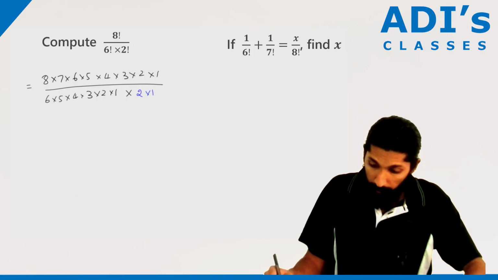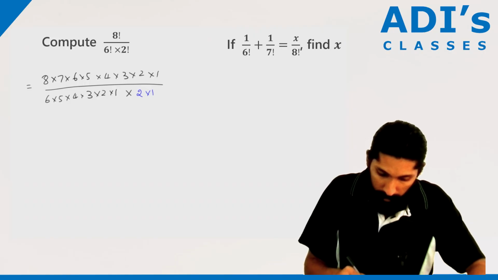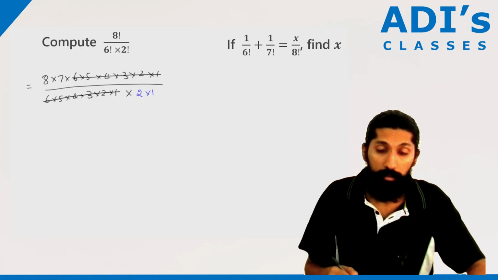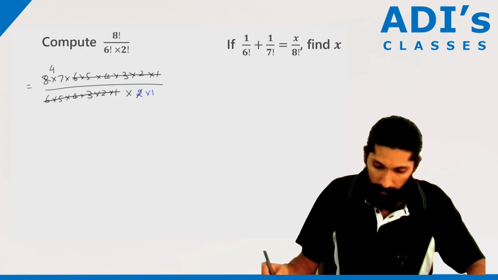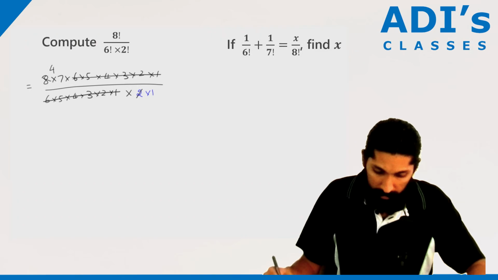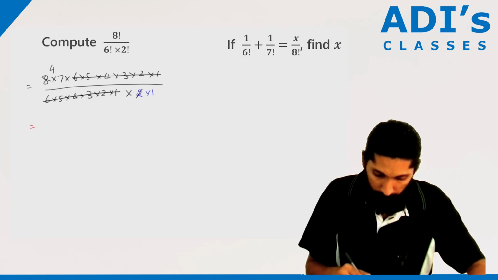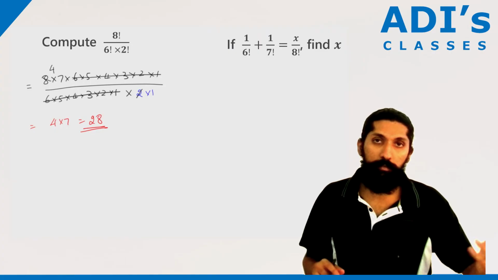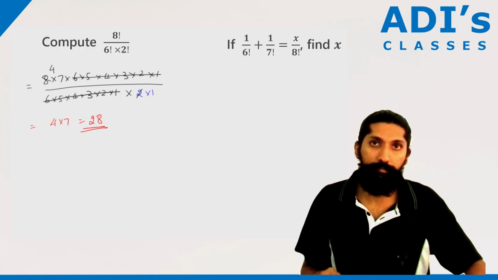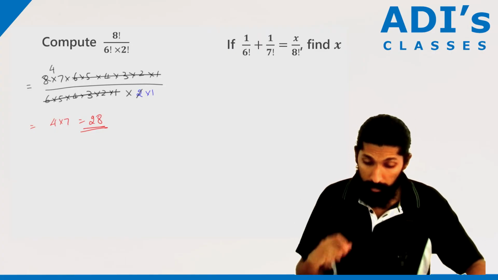Correct? See the values now. See what all will cancel out? 6, 5, 4, 3, 2, 1 cancels with 6, 5, 4, 3, 2, 1. This is done. So 2 ones, 4 times. So the final answer becomes 4 into 7, which is 28. That's the answer for the first one. Very simple, 28.